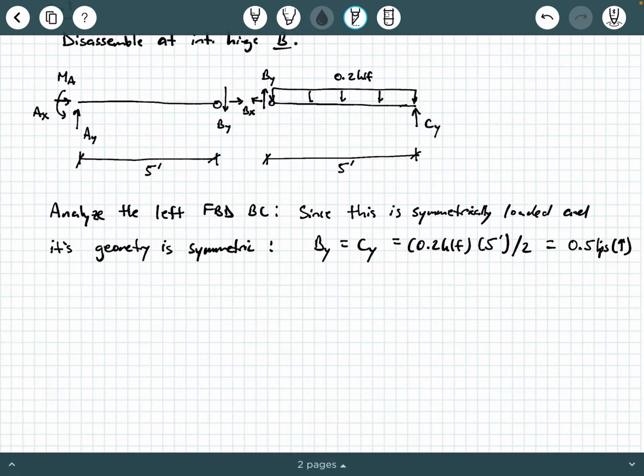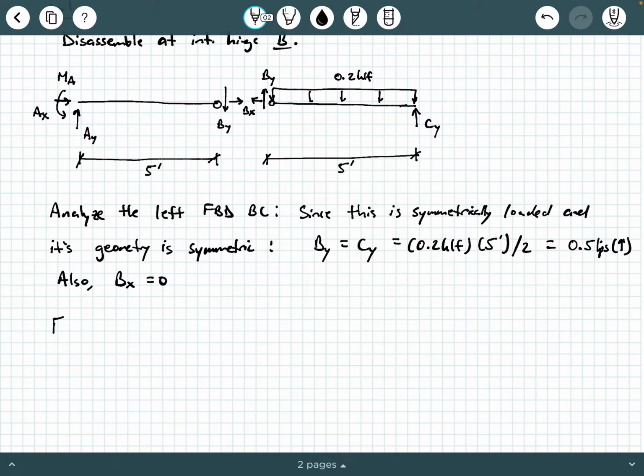Okay, now if you have trouble seeing this, that's okay. All you need to do is write your equilibrium equations and solve for By and Cy by summing forces in the y direction and summing moments about one of those points and solving for the other one, okay? But by symmetry, it's 0.5 kips going up, and also by inspection, we can clearly see that Bx equals 0. Now, because we figured out By is 0.5 kips going up in the free body diagram of BC, we know that it is in fact pointing down in the free body diagram of AB.